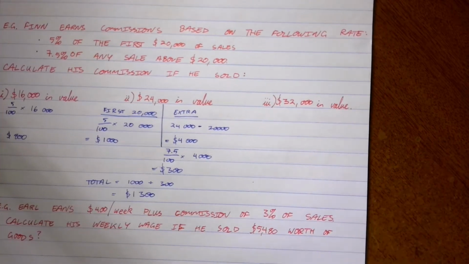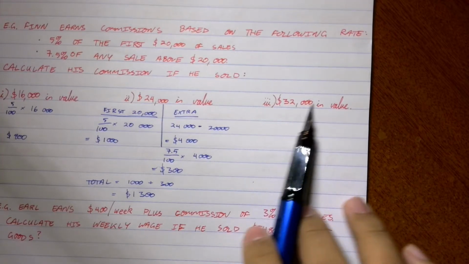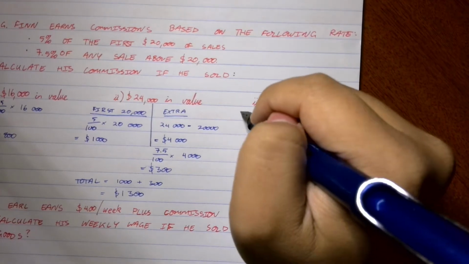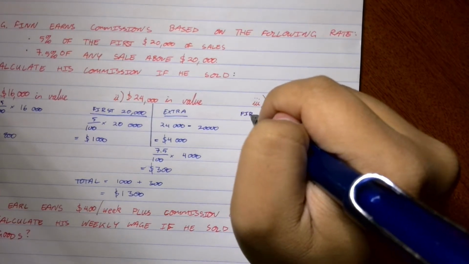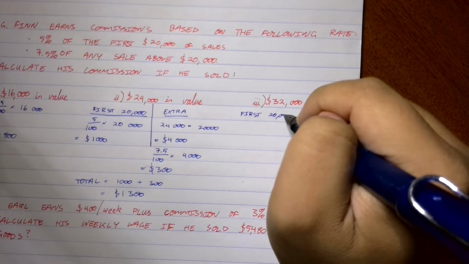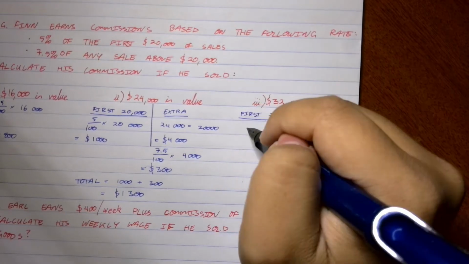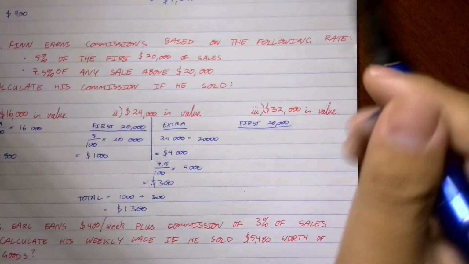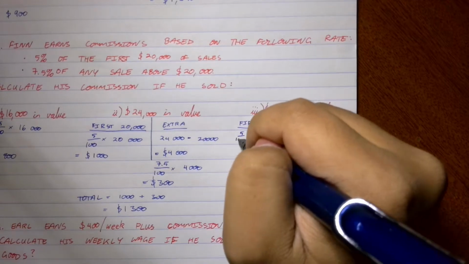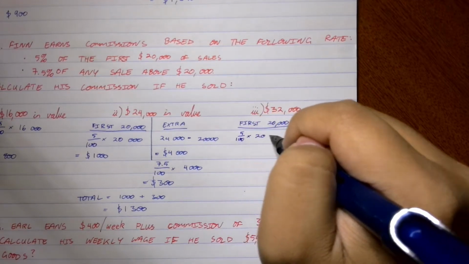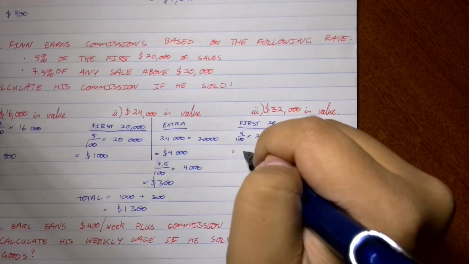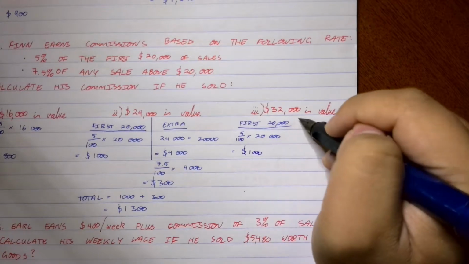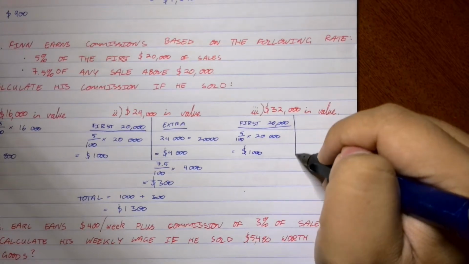Let's do this example one more time. So this person has earned $32,000 in sales. So let's do the first 20,000. That's easy. That's 5% of the first 20,000. That's 5% over 100 times the 20,000. Well, that's the same amount as we did in the previous one. That's still $1,000.